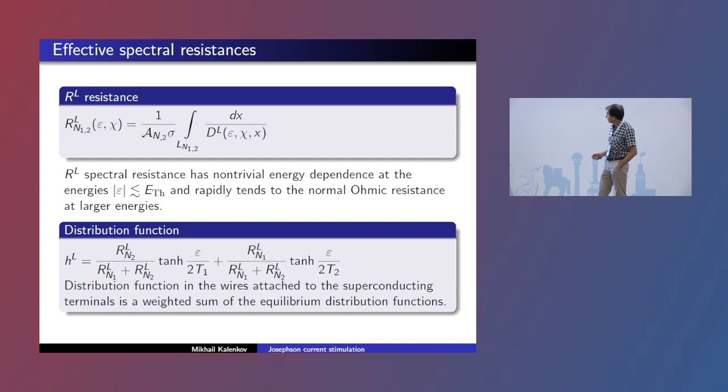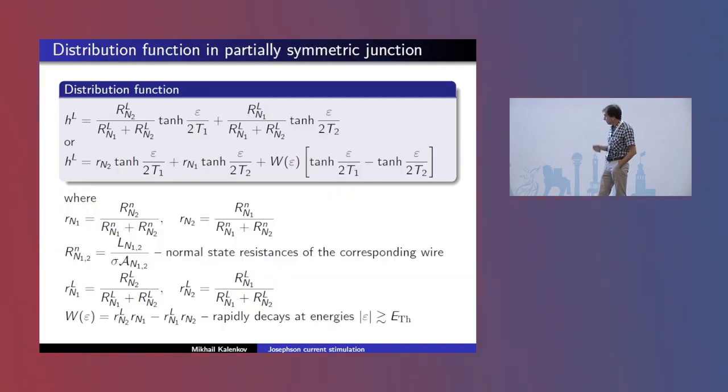You see that it is a weighted sum of the equilibrium distribution functions with some weights which depend on energy and phase difference. It's convenient to rewrite this expression in the form where the weights are not energy and phase dependent. It can be done, but an additional term appears here. It's the function W. Actually, we can't evaluate the function W, but it's again some combination of the spectral resistances.